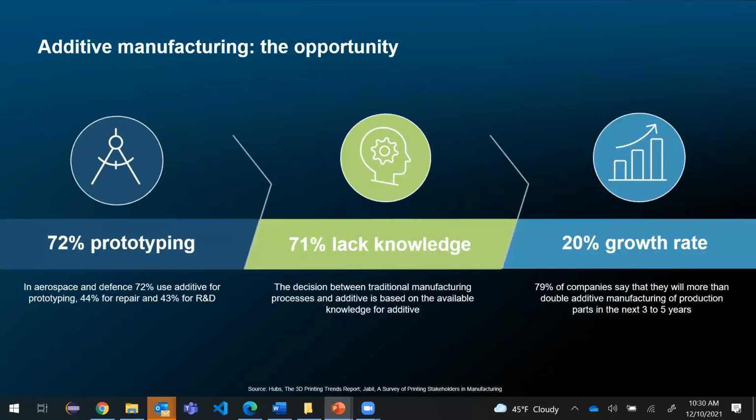Let's talk about a few examples. Additive manufacturing. In the aerospace business, basically, 72% of the companies are using additive manufacturing for prototyping. Okay, and 44% for repair and 43% for R&D.